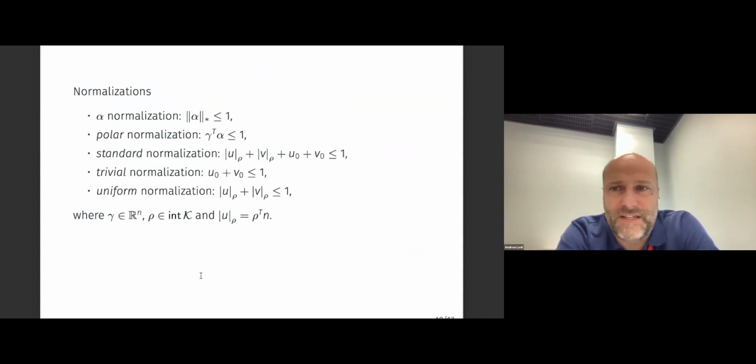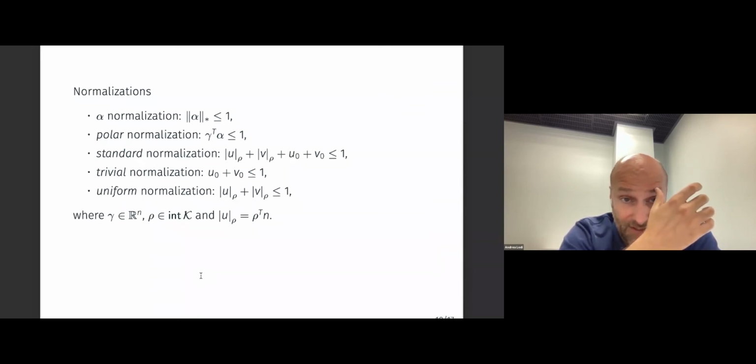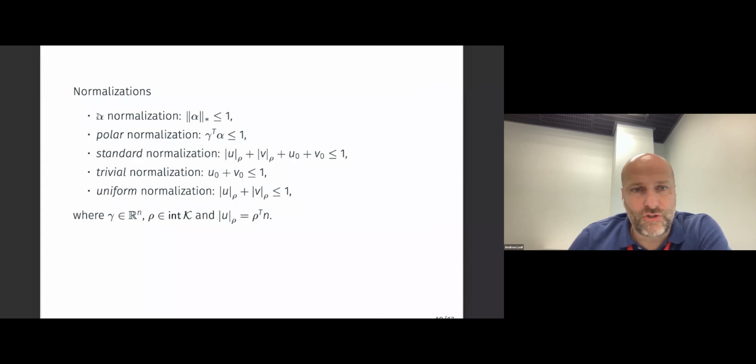So we have been testing in this work 5 different types of normalizations. Some of them, the first 4, are essentially extensions of normalizations that were already known in the context of the mixed integer linear programming problem.